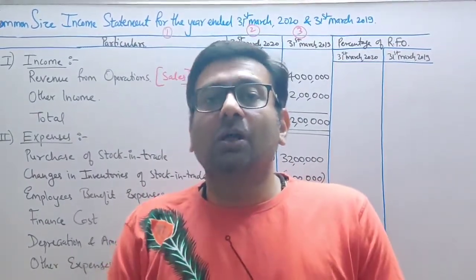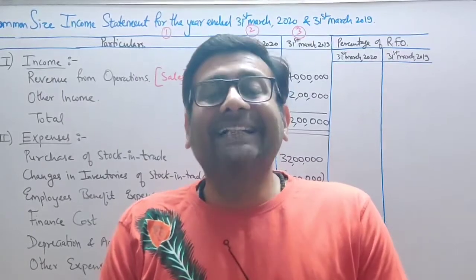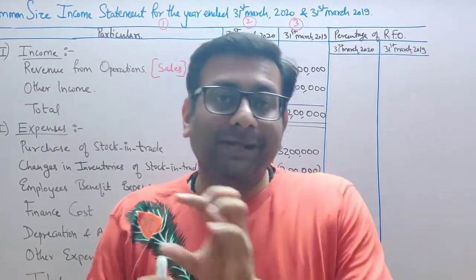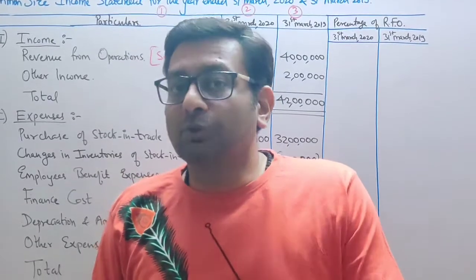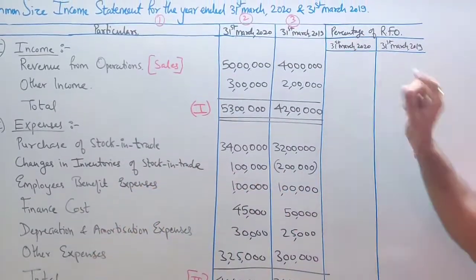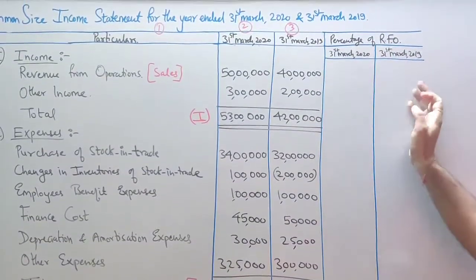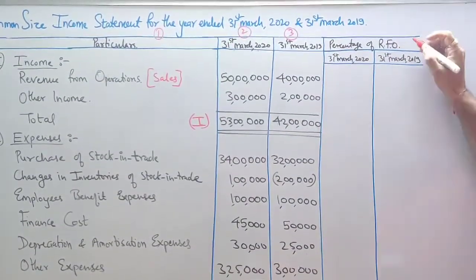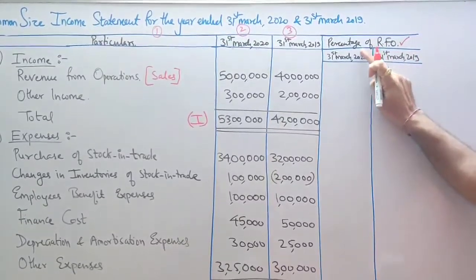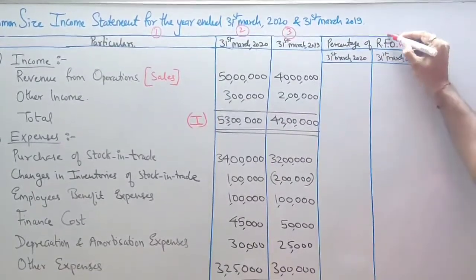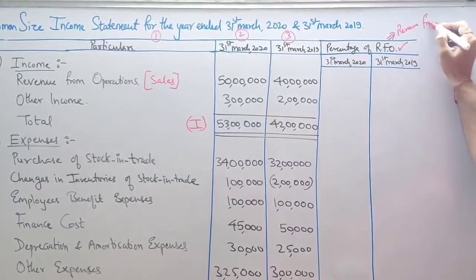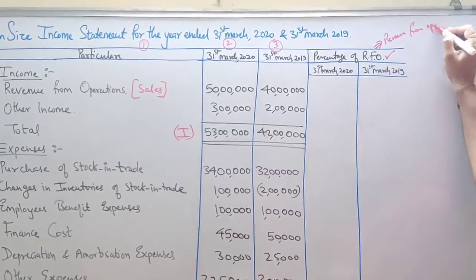So you have to copy the entire question in your answer sheet, and when you make the table you have to make two extra columns. What label will you give to those two extra columns? You have to give one common heading for both columns. The common heading is percentage of RFO. Now what do you mean by RFO? Revenue from operation. This will be given to you in the question.